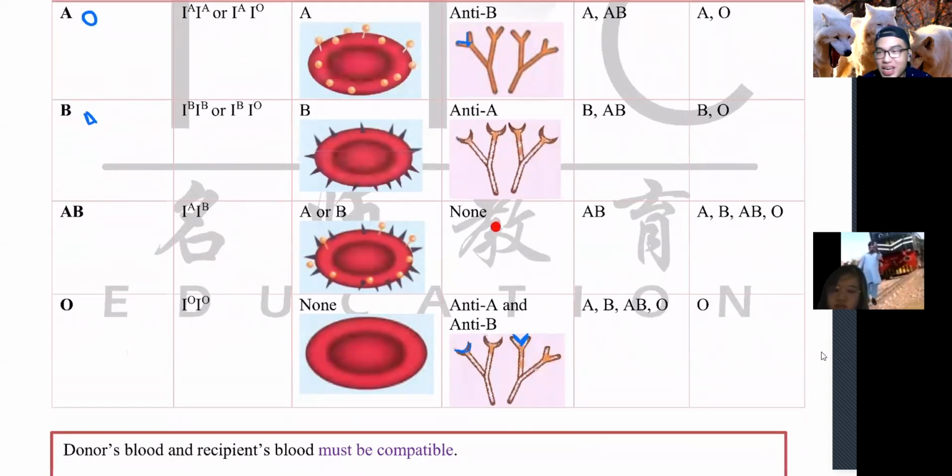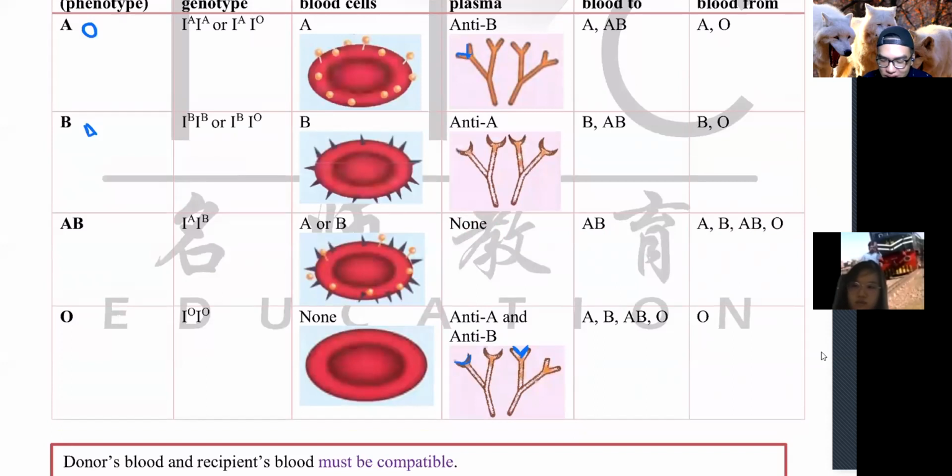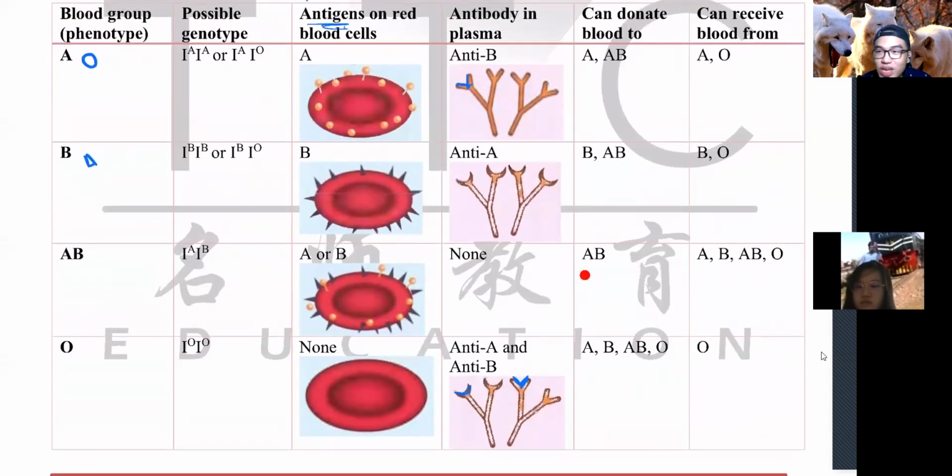You are not fighting anyone. You have no antibody in your blood. So you are the selfish guy. Sorry, you can only donate to AB, but you can receive from anyone. Because if you're an AB, you recognize all these blood types. They are not going to make you freak out, so you can receive blood from anyone. But if you are AB, you cannot give it to anyone because they're going to freak out.